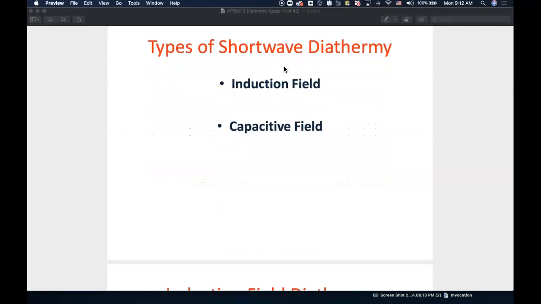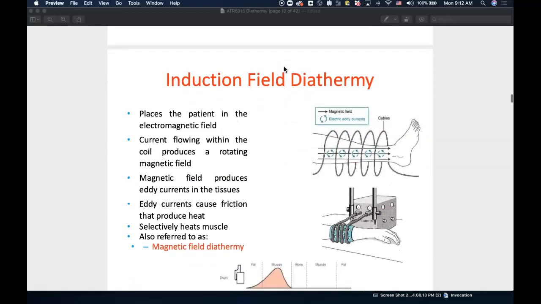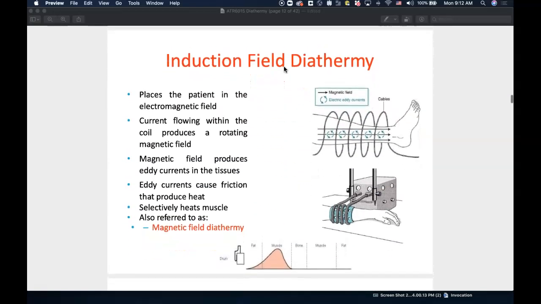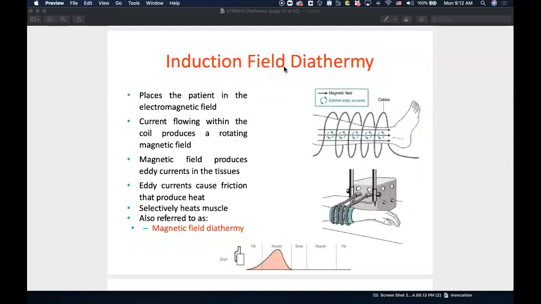Now, within shortwave diathermy, there are two different types of treatment. There's the induction field and the capacitive field. We're going to talk about the induction field first, but do know that typically we don't use this type of treatment. So I'm going to talk about it because you need to know it for your exam, but certainly not the one that we would use most often in the clinical setting.